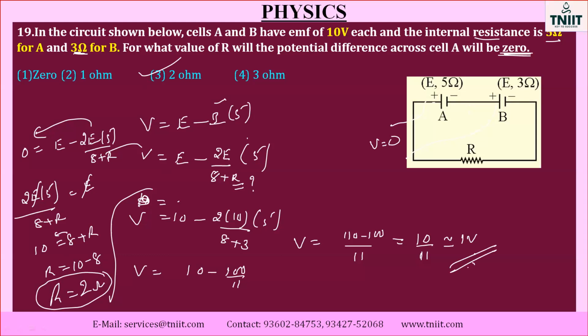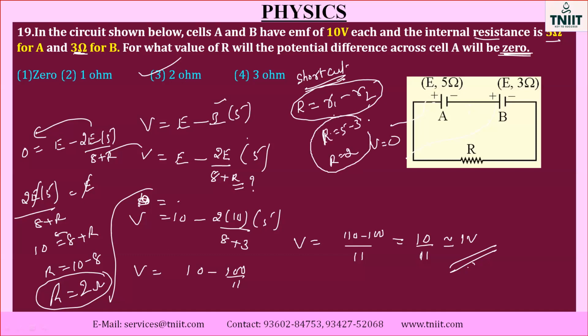Students, for this, you can use the shortcut method. What is that shortcut method here? Please remember, if they have given two cells like this with internal resistance, and they are asking the external resistance here, it is just the difference R1 minus R2. R1 is the internal resistance of the first cell. R2 is the internal resistance of the second cell. So one internal resistance is given 5. Second internal resistance is given 3. So 5 minus 3 value will be 2. So directly you can use this formula. Actually, this is the shortcut formula. So 2 ohm is the right answer.